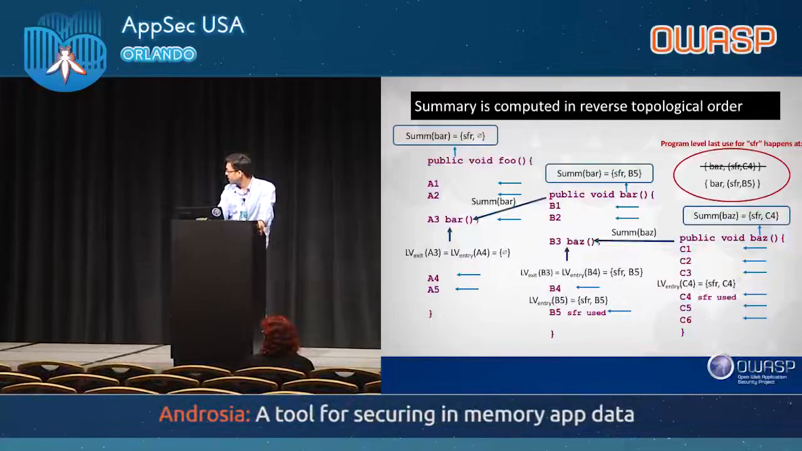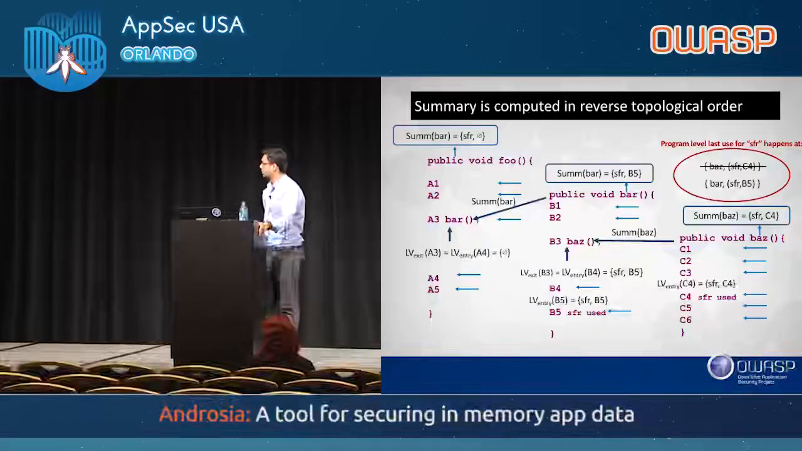Once we keep on going, we'll hit a point where we're analyzing B5, and we'll put it in the entry set. Now, once we reach B3, we see that baz was called there. And what we are going to do is pull in the summary for baz and see whether we want to update the red data structure or not.